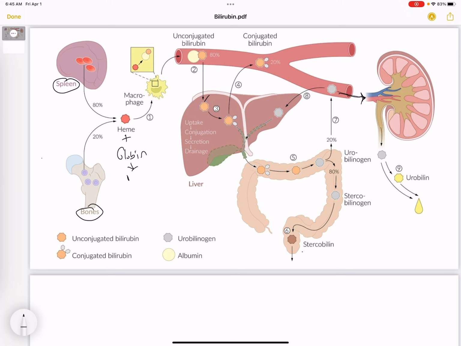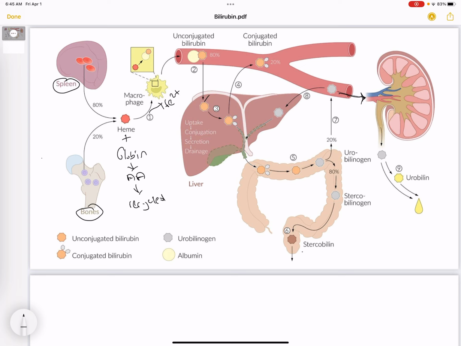Globin is going to be ultimately broken down into amino acids, and then these amino acids can then be recycled. And heme is going to be acted on by macrophages, and it is ultimately going to be broken down into iron as well as unconjugated bilirubin.